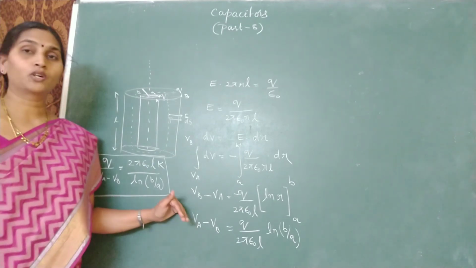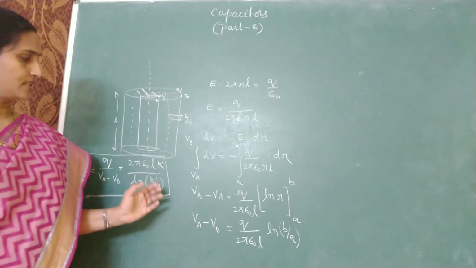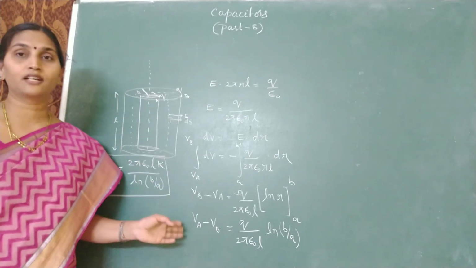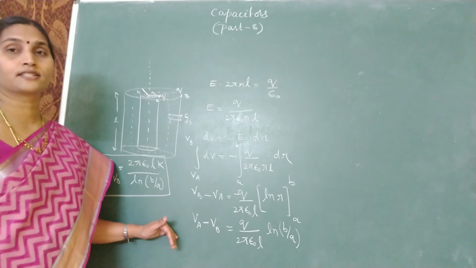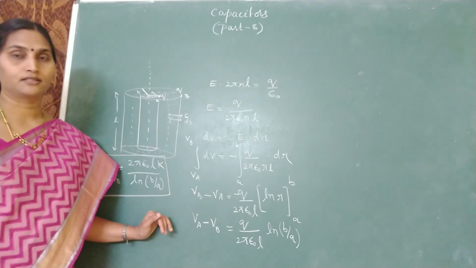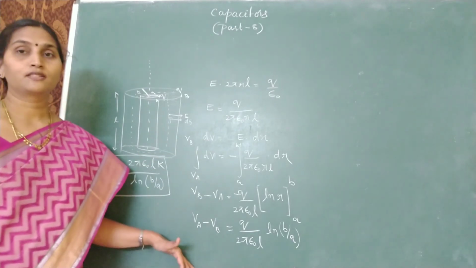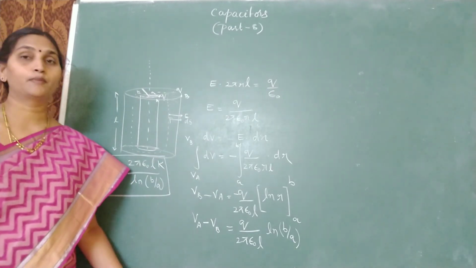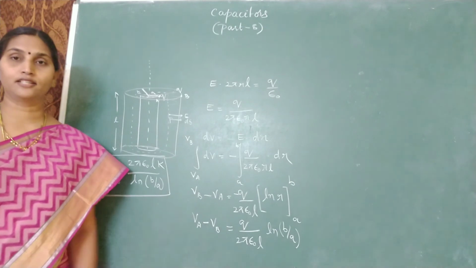So in today's lecture, what all did we study? We have studied the capacitance of various spherical conductors and concentric shells. Then the capacitance of a cylindrical capacitor. So this is all in capacitors part 8, determining capacitance of spherical and cylindrical capacitor.